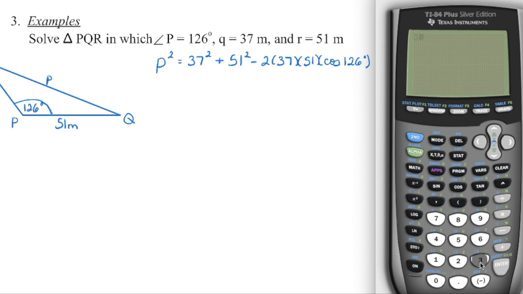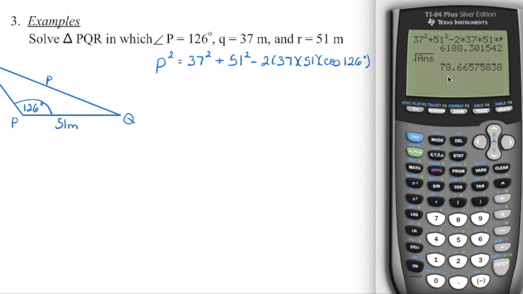And then we're going to type this piece on the right-hand side exactly the way we see it. So we're going to go 37 squared, and then plus 51 squared, and then minus 2 times 37 times 51 times the cosine of that 126 degree angle, and that is going to give us P squared. Now we want P, so in order to get P, we're going to square root that. So we're going to go second function square root, and then second function, press that negative key, and it's going to put the answer in there, and then hit enter.